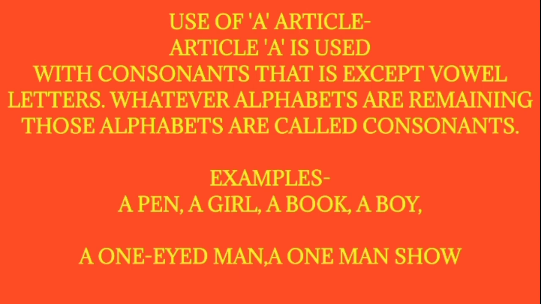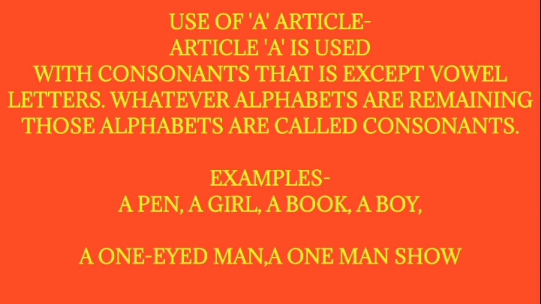A pen. What is the starting alphabet here? P. Is it a vowel letter, students? No. So which article are you going to use here? A. So, a pen. That means one pen. Next, a girl. What is the starting alphabet here? G. It's not a vowel letter. So you are going to use a here: a girl.